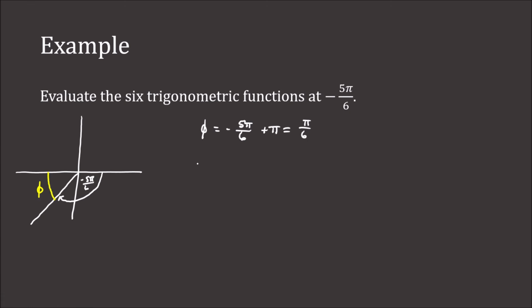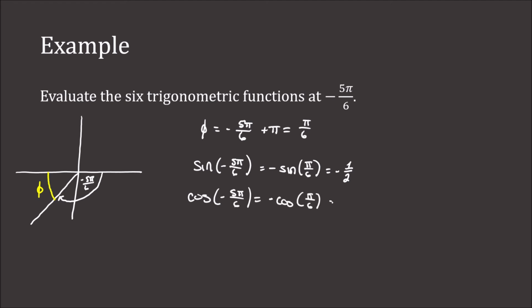So sine of negative 5 pi over 6. We're in the third quadrant, so both sine and cosine are negative. So we have negative 1/2. Cosine of negative 5 pi over 6 would be negative cosine of pi over 6. So negative root 3 over 2.